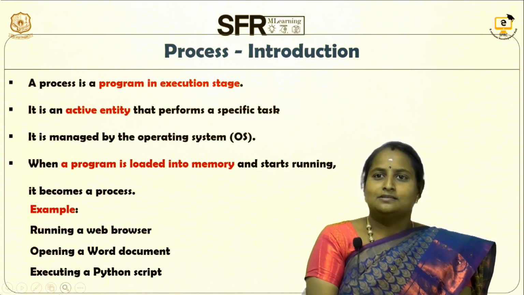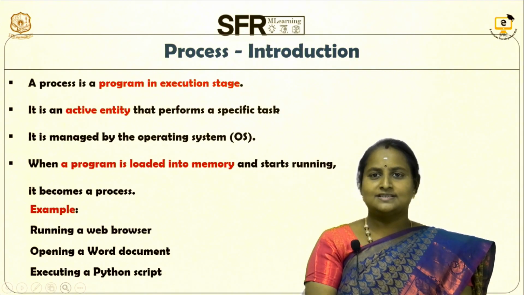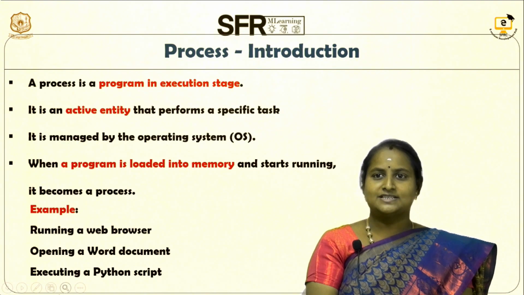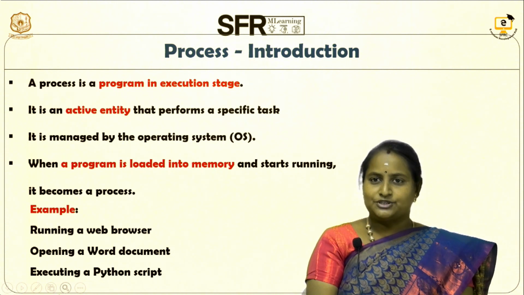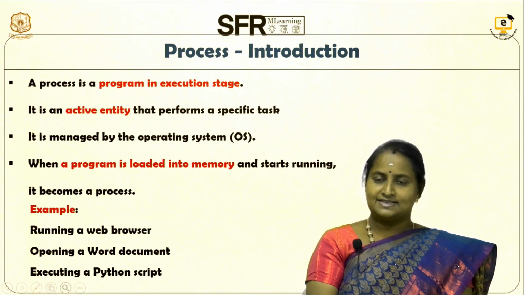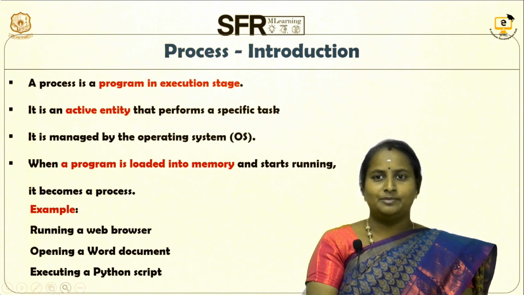So first, what is a process? It is nothing but a program which is in its execution stage. So as it is in the execution stage, a process can be defined as an active entity. A process is used to perform a particular task in the system. It will be managed by the operating system, that is, all the CPU time assignment and memory allocation will be done by the operating system.